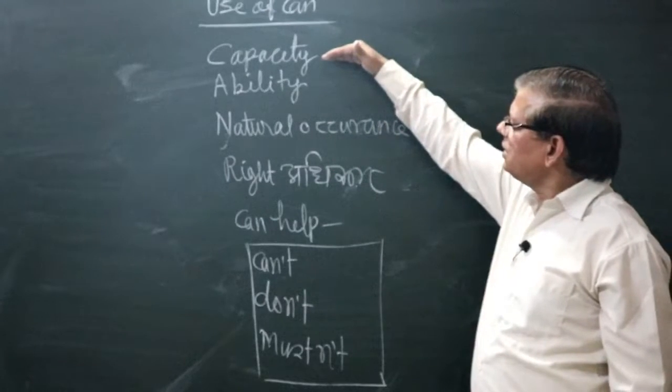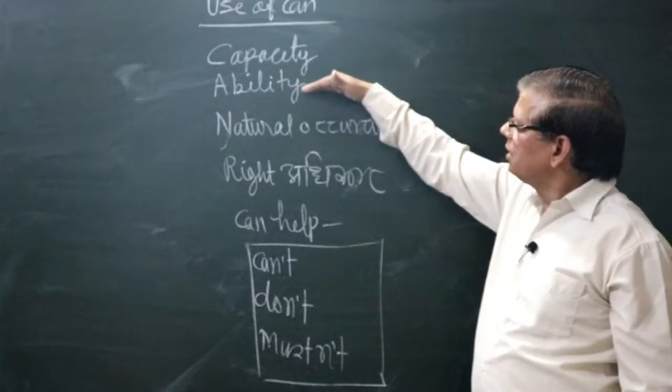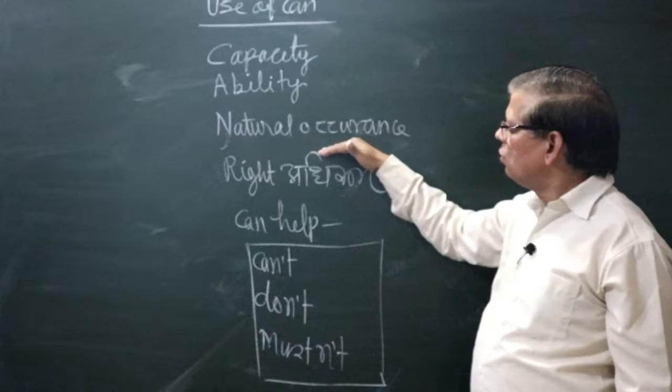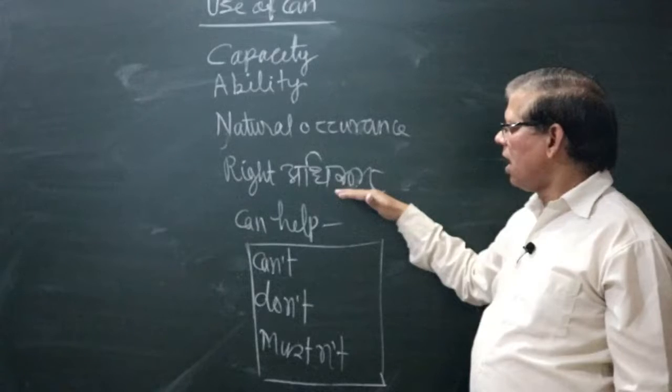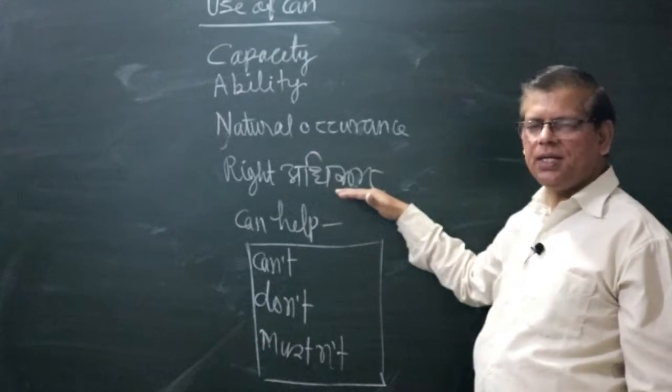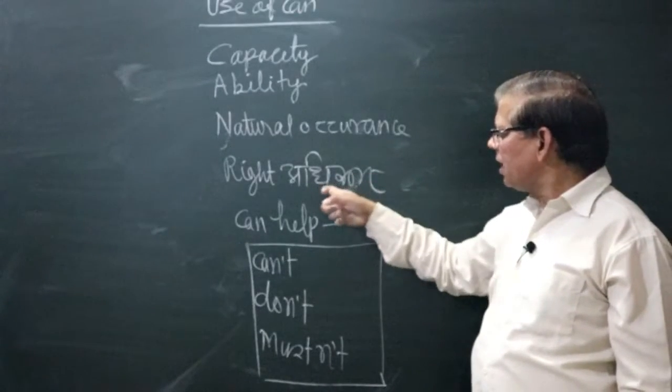First is capacity. Second is ability. Third is natural occurrence. Fourth is right, means adhikar. I can do. It's my birthright. Second example of this right.